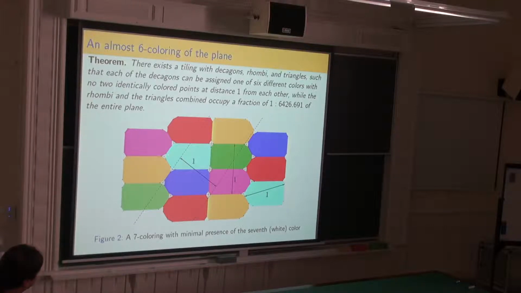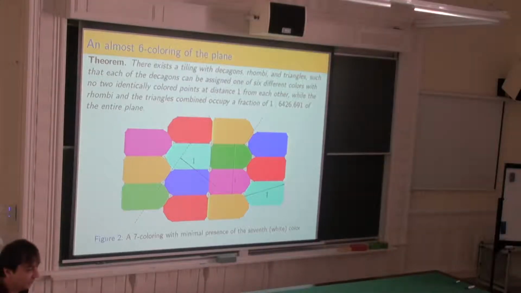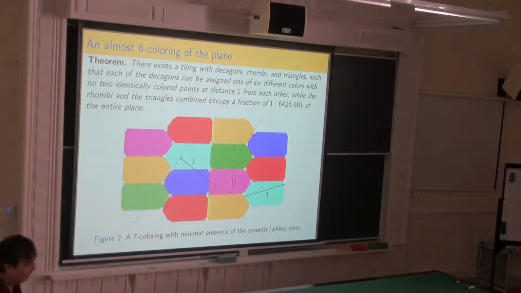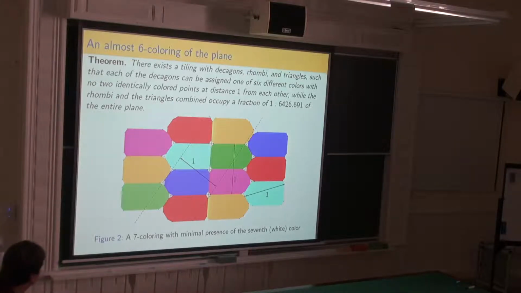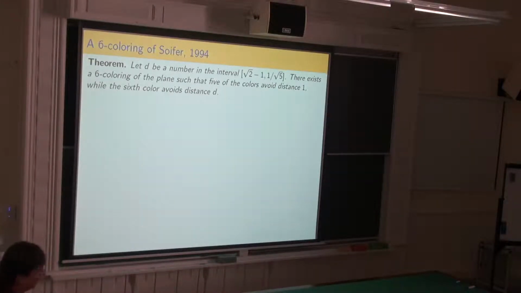These white pieces that are left uncovered, triangles here and rhombi here, are much, much tinier. The white part is just this much. So in other words, you can 6 color 99.984% of the plane while avoiding distance 1. So what's left is the hard part, the remaining 0.016%. All right. Well, this comes close, but really, in math, if you come close, it's as if you never get there.